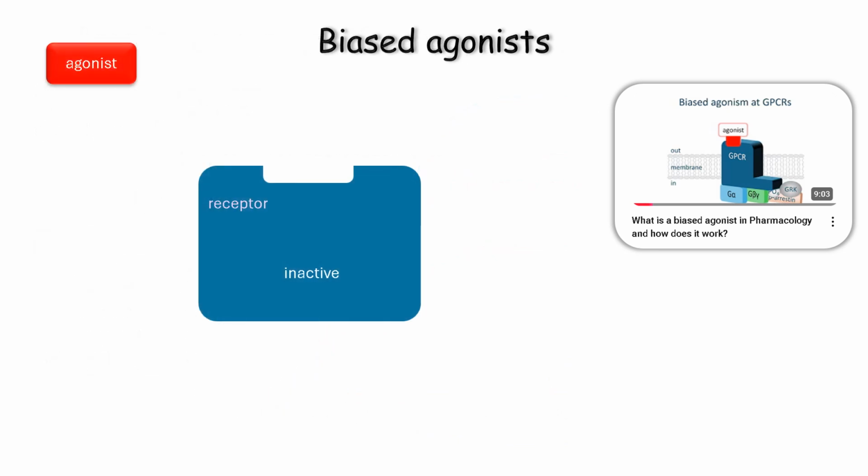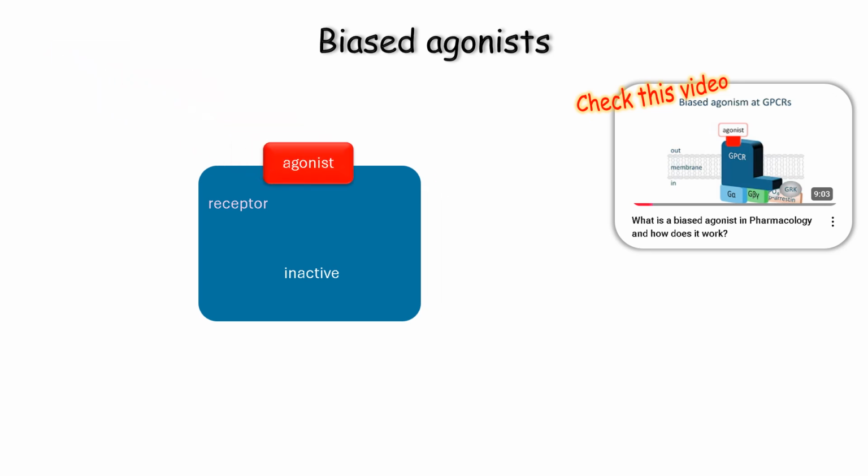I have a separate video that explains in detail how a biased agonist works, so I will only give a general overview here. Enough, I hope, to help you appreciate what they are and how they differ from other agonists. We begin with an agonist ligand binding to its receptor. That causes a conformational change in the receptor protein, shifting it from its inactive state to an active state. That change initiates a response in the cell.